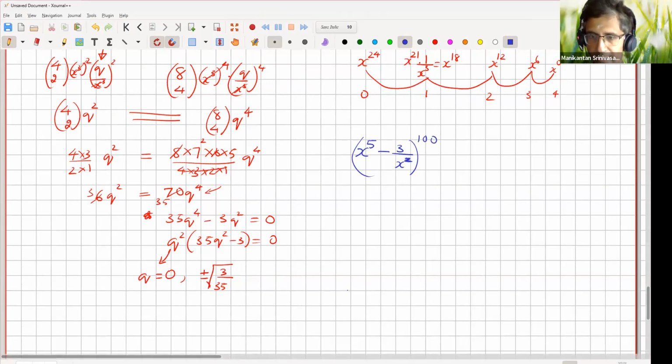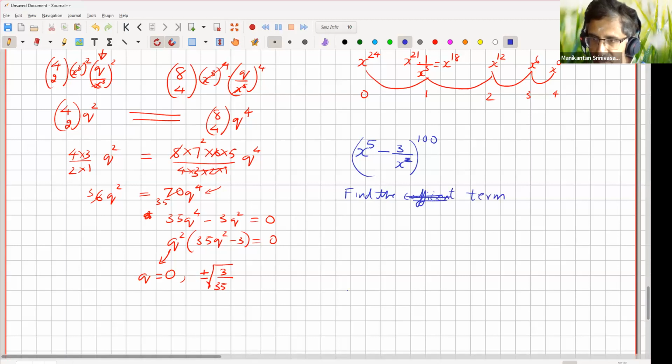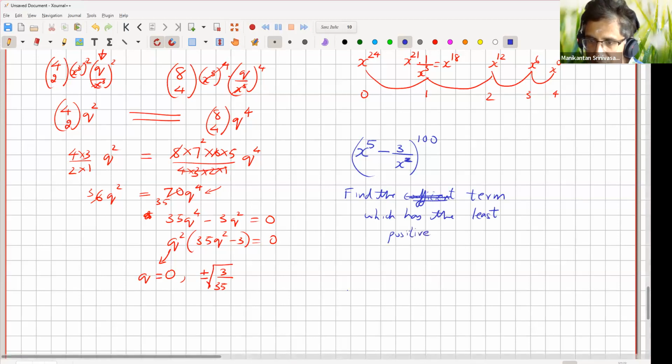Okay, now my question is, find the coefficient, or in fact find the term. Find the term, which means the coefficient and the x power. Find the term which has the least positive power of x, right? So what does this mean?